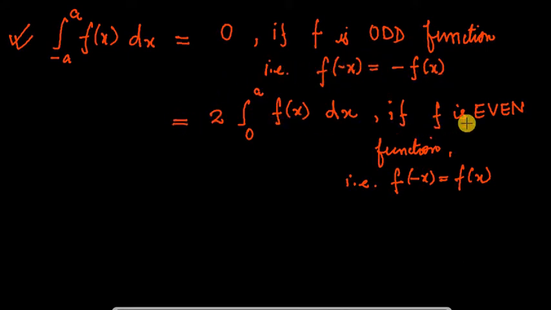And if the function is an even function, that is, if this condition is true, that f of minus x is the same as f of x, then we write this integral as 2 times the integral from 0 to a, not minus a to a, but 0 to a, f(x) dx, if f is the given function. Let us understand this concept by an example.